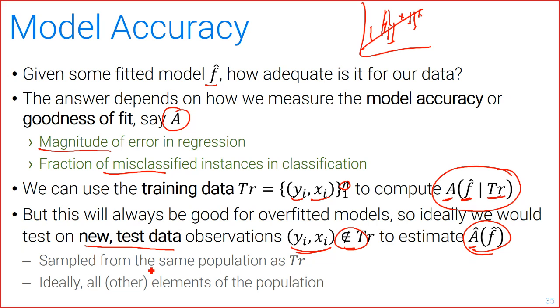And it's important that these test data, these test observations, are sampled from the same population as the training data, because otherwise we would be kind of, imagine, building the model in France and then testing the model in the Netherlands. That doesn't make sense. We should sample the training data and the test data from the same population. And ideally, it would contain all the other elements of the population. So imagine that we build a model for the height of the people in the Netherlands as a function of, I don't know, the weight and the age. Then we have a training data of 1,000 people. We build a model. How well does the model perform?